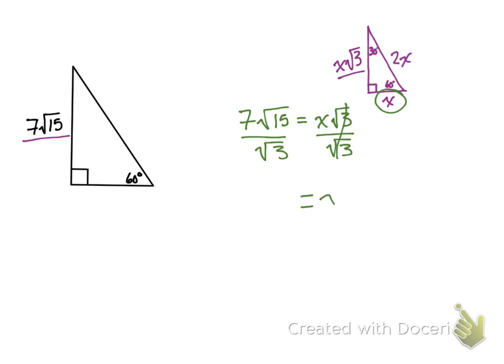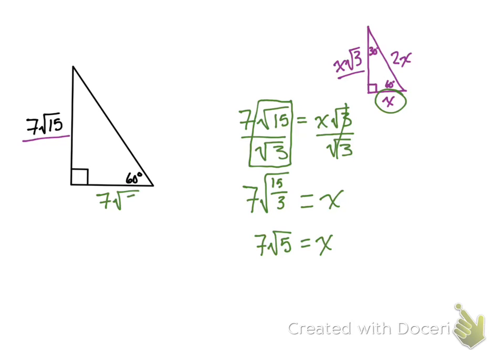We get x equals, and here we need to know how to simplify this. Okay, when you see a square root on top of a square root like this, we can divide directly in that square root. So really what we're doing, this is 7 times the square root of 15 over 3. And 15 divided by 3 is 5. And so 7√5 is x. So we fill that in our diagram, 7√5.